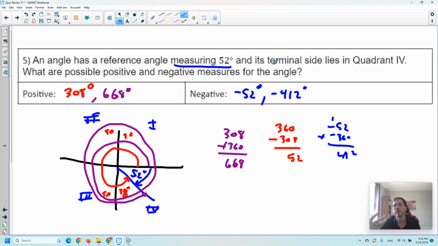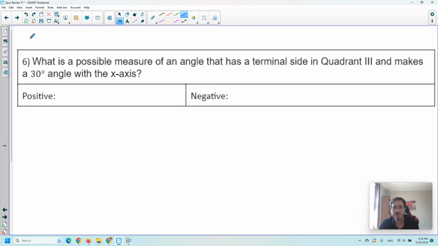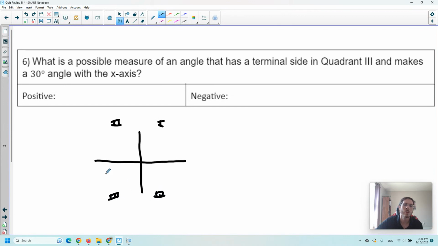But just be aware you can keep adding or subtracting 360 to get angles that would work out. For 6, what's a possible measure of an angle that has a terminal side in quadrant 3? So again, we're going to look at our quadrants. 1, 2, 3, 4. So we know we're over here. And it makes it a 30-degree angle with the x-axis.